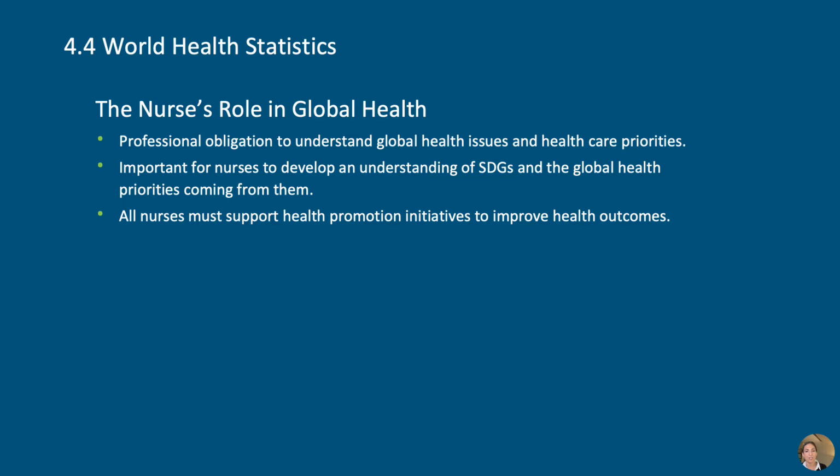So we have a professional obligation to understand global health as nurses and to know what these healthcare priorities are. This is important when understanding the SDGs and also where these priorities are coming from. We need to be able to promote and improve health outcomes through research, engagement in communities, and through connections to the healthcare institutions and community partners.